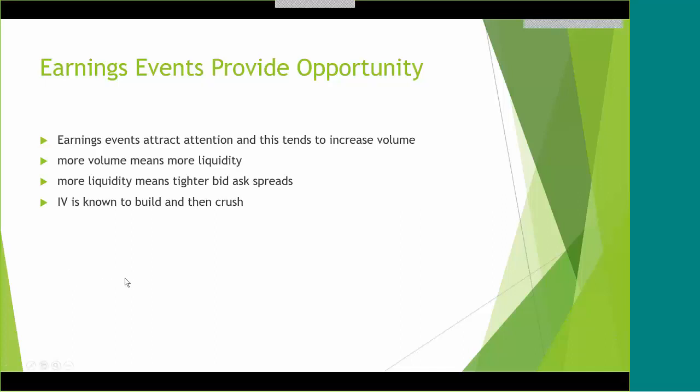Some of the most obvious opportunities that earnings provide is to, for example, buy premium going into an event, knowing that the IV build will help to offset theta decay. Or sell premium right before an earnings event, knowing that once the earnings event is out, the implied volatility crush is going to immediately benefit the trader. So knowing when a stock is going to report its earnings is really key.